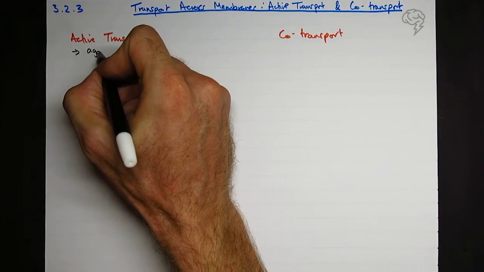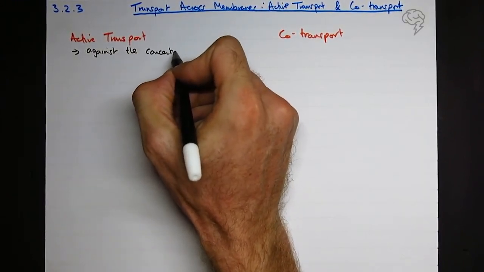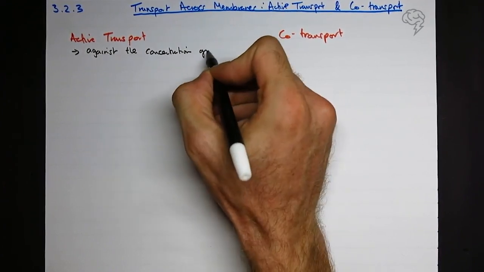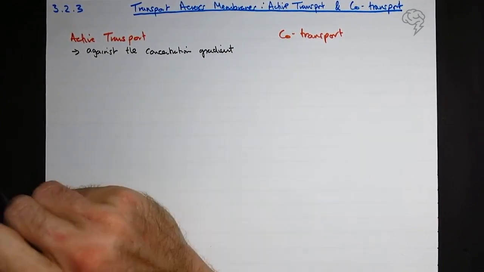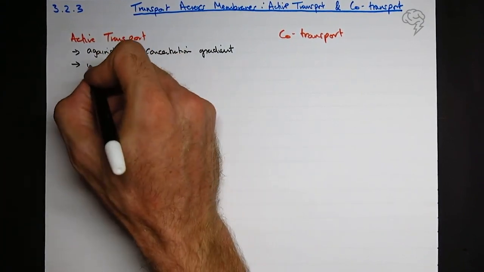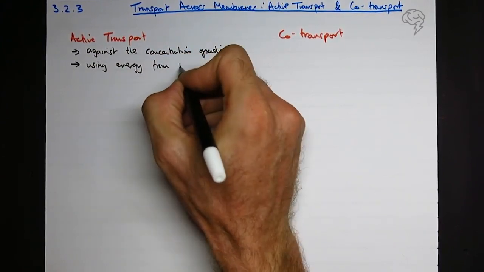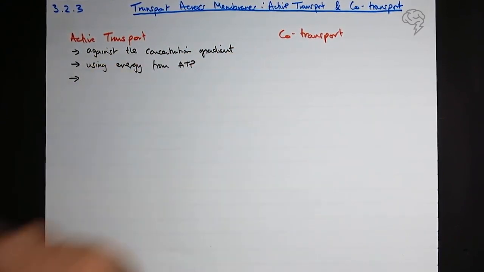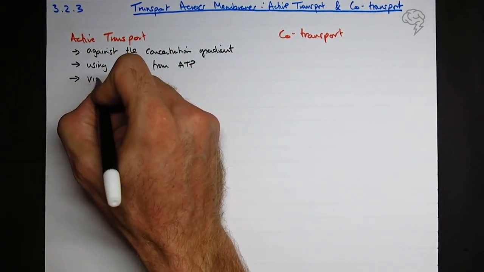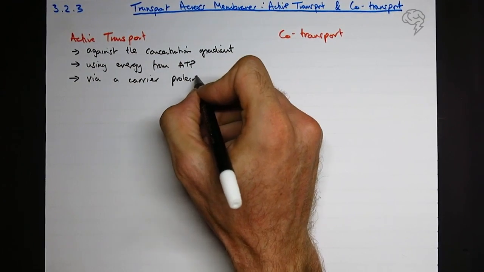You're going to use these 3 bullet points whenever you're talking about active transport. It goes, most importantly, against the concentration gradient. Okay, how does it do that? Well, it's fighting the laws of physics, so you need some energy to do that. So using energy from ATP. Very important, you use the words ATP there. And how does it go there? It goes via a carrier protein that we looked at with facilitated diffusion.